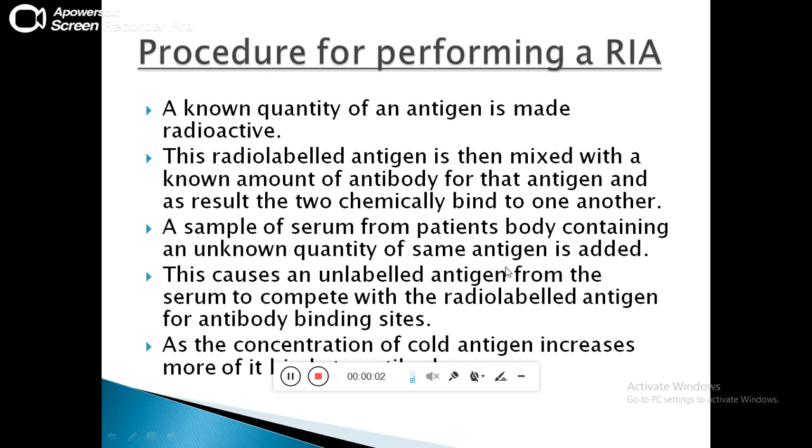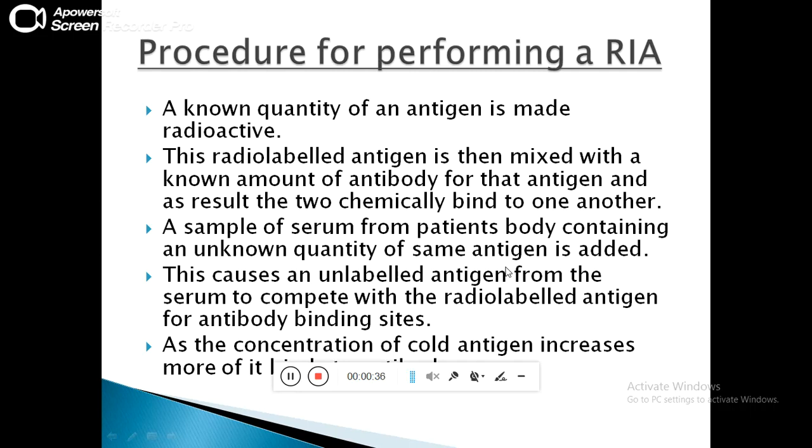Procedure for performing a RIA: as we have already discussed in our principle, the antigen which we want to detect is first prepared outside. The preparation of the antigen is done by tagging it with a radioisotope such as iodine 125, carbon 14, etc. The radio-labeled antigen is then mixed with the antibody that is specific to it, and this leads to the binding of the antigen to the antibody, generating an antigen-antibody complex, which is the first principle of a RIA, that is an immune reaction.